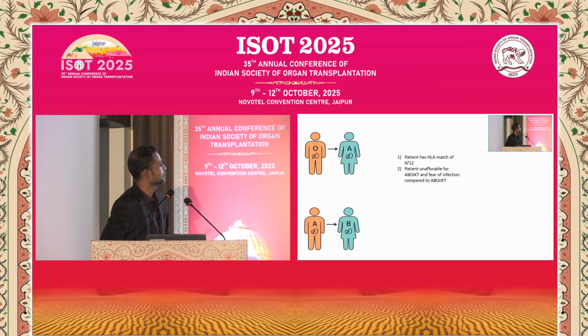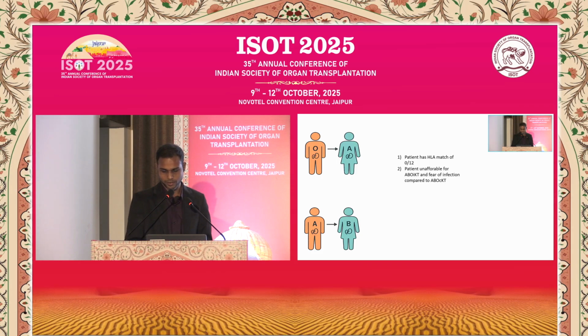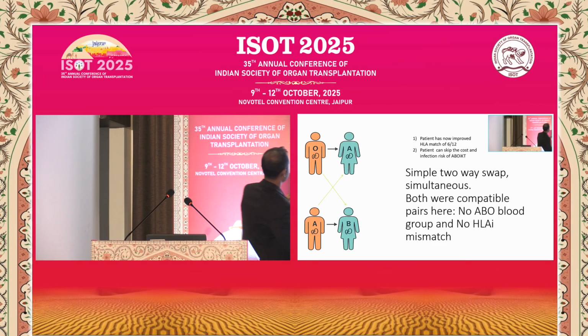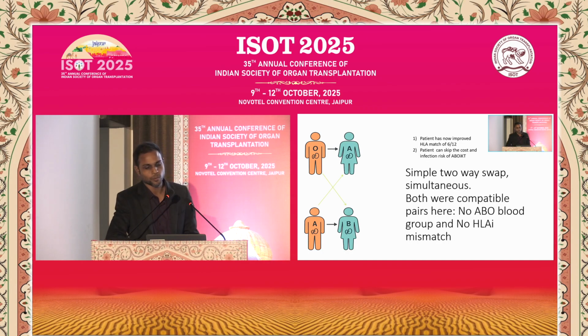But then what if I say that the upper patient has an HLA match of 0/12, and the lower patient, whom I counseled, says that he has a fear of infection and doesn't want to go for plasma exchange and all, or go for ABO incompatible. So the scenario changes, but look how simple it is here. This patient can give to the other one and that patient can give to this one. So the problem for both of them is solved by just a simple two-way exchange.